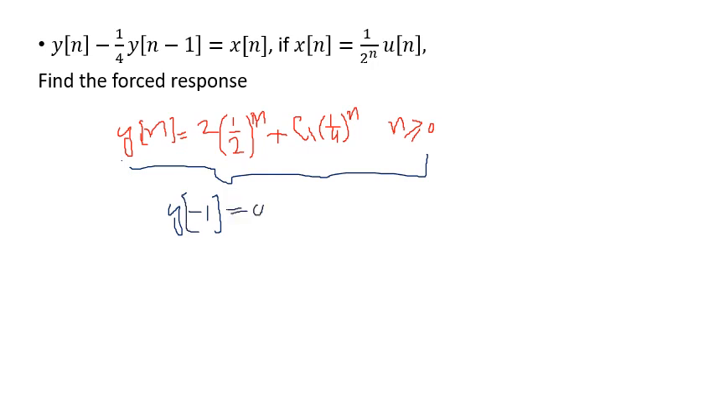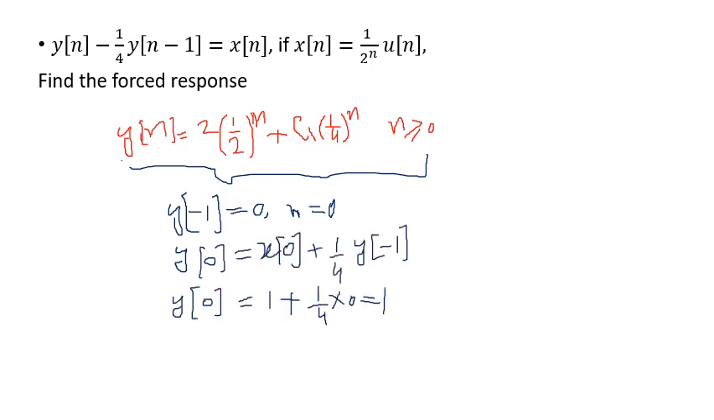Now to obtain C1, we translate the rest condition, that is y of minus 1 equals 0, to n equals 0. So we obtain y of 0 equals 1 plus 1 by 4.